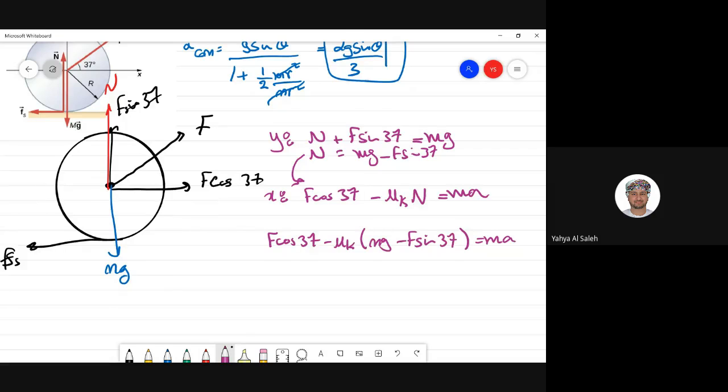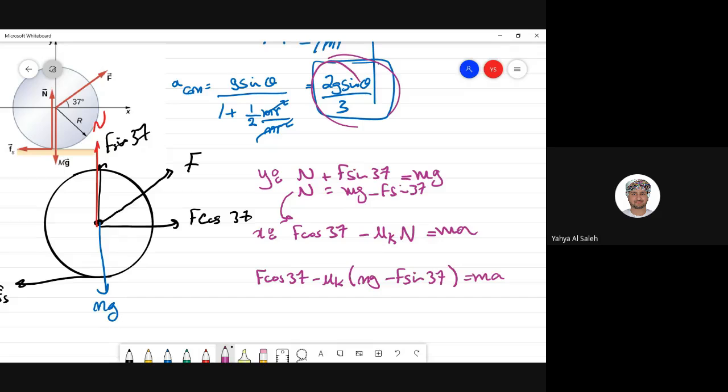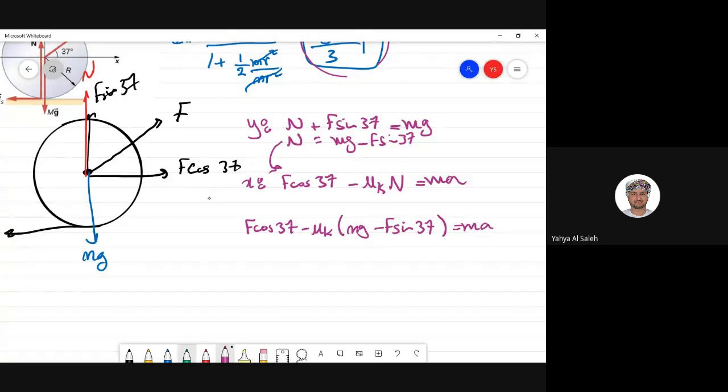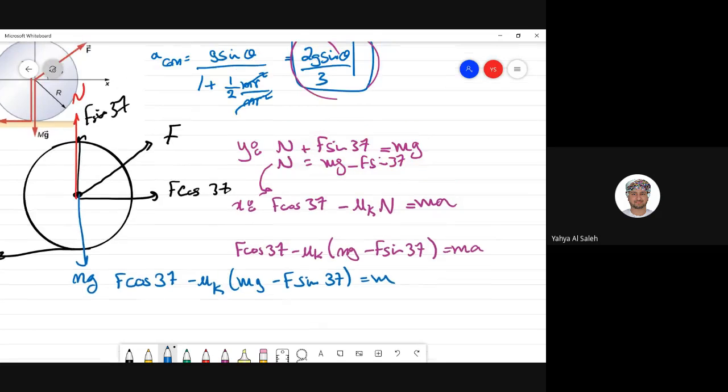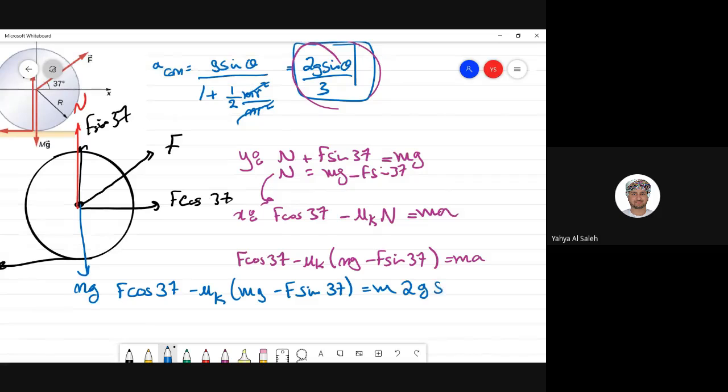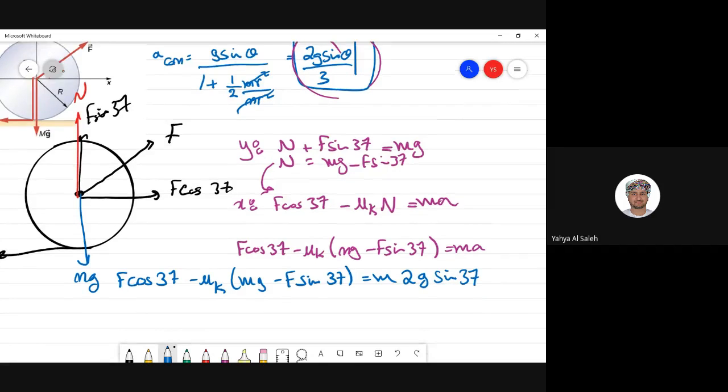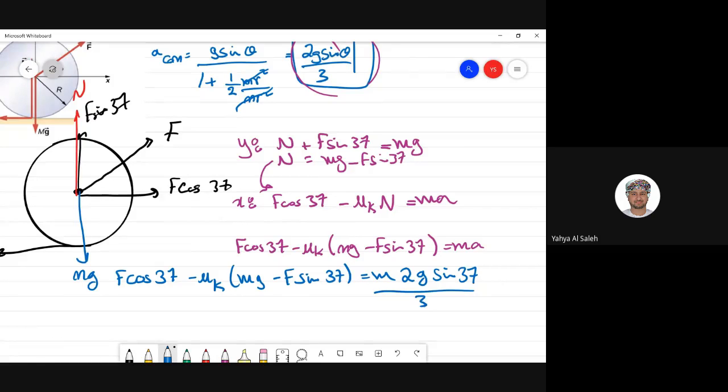Now A, I have from back up here. I will substitute this back in. So F cosine 37 minus mu k times mg minus F sine 37 equals m times 2g sine 37 divided by 3.